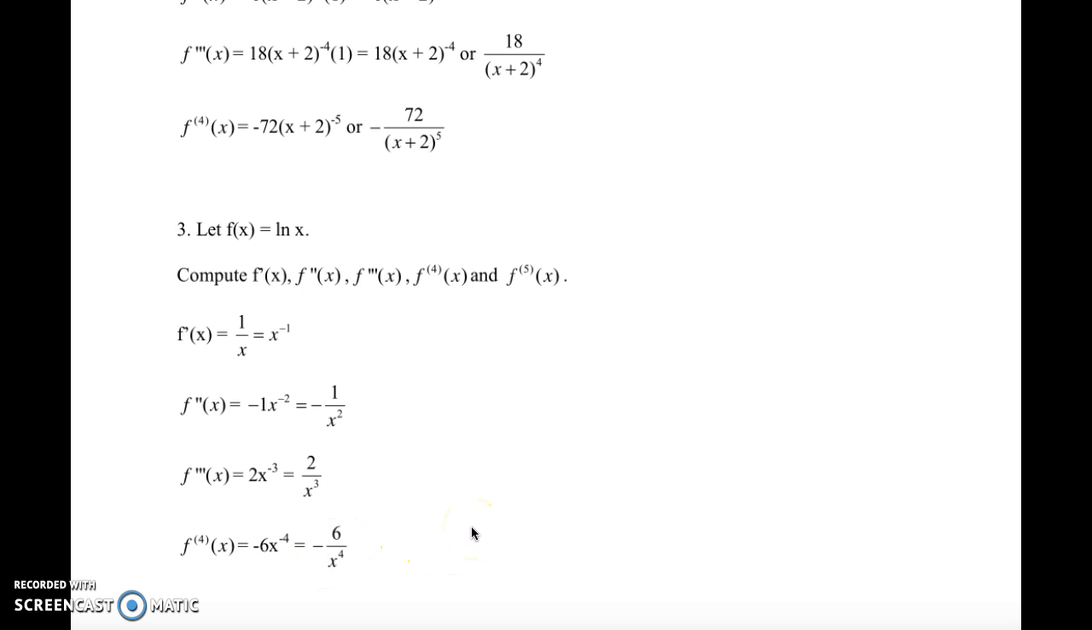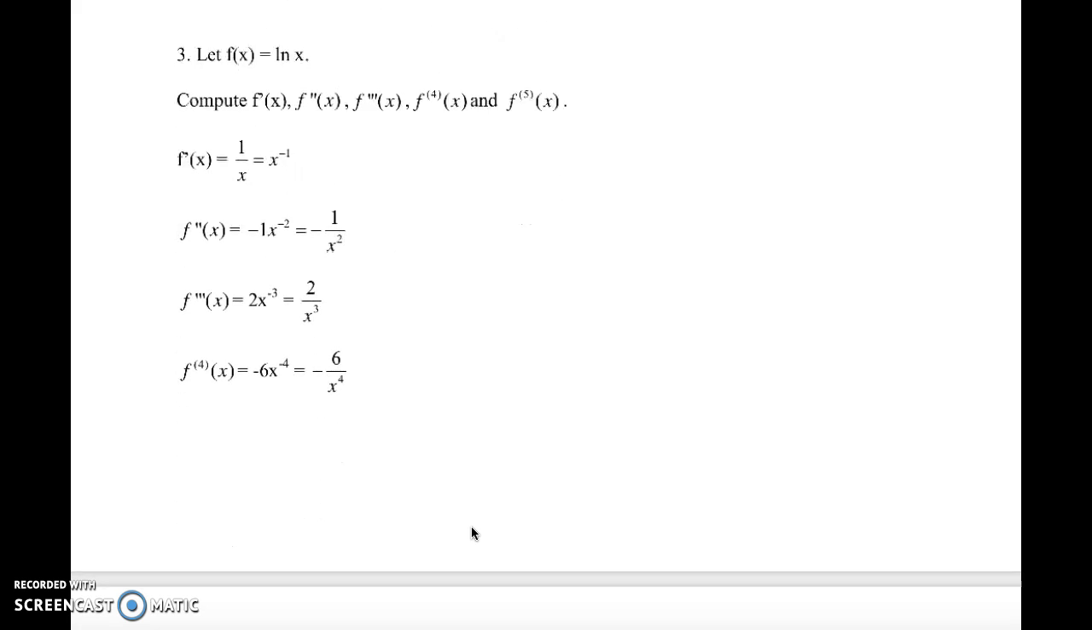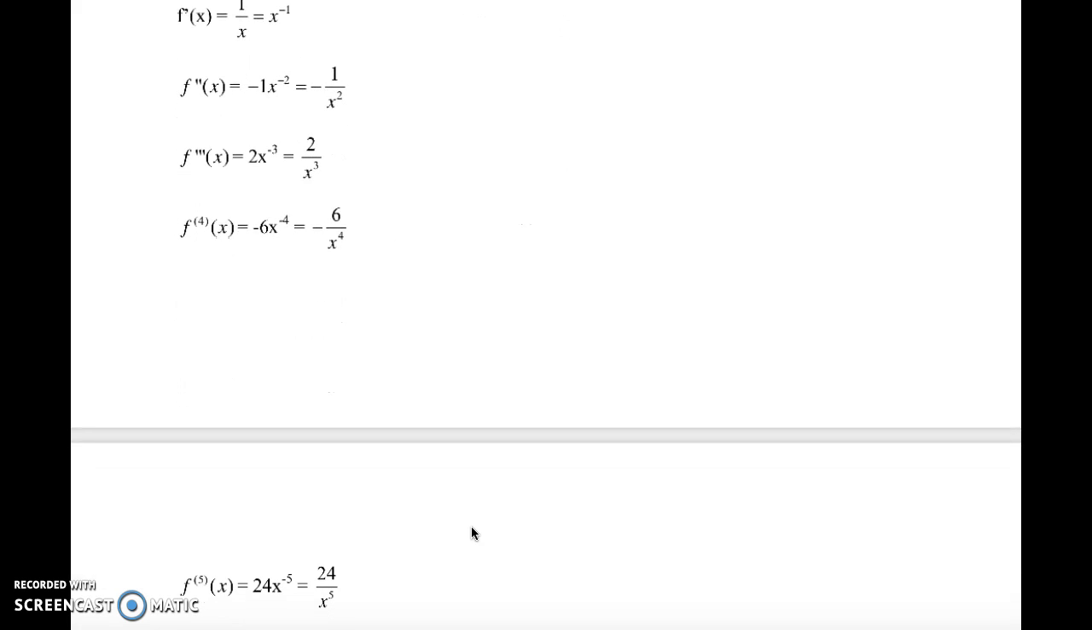And I think you can predict what's going to happen to our fifth derivative. Our fifth derivative here is going to go positive on us again. And we have 24x to the negative 5, which we're going to write as a positive exponent as 24 over x to the fifth. So for this particular one, notice that we kept changing signs from positive to negative.